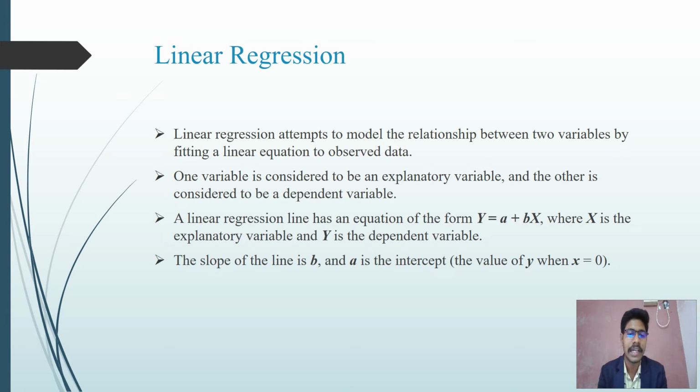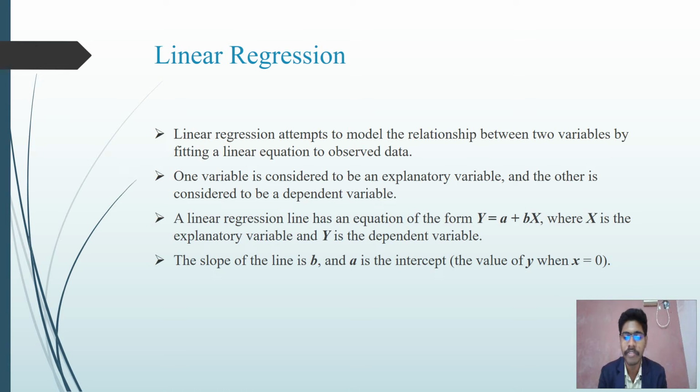Then we go to the linear regression type. We attempt to model the relationship between two variables by fitting a linear regression to observed data. One is an explanatory variable, another one is a dependent variable. The linear equation is y equals a plus b x, where x is the explanatory variable and y is the dependent variable.